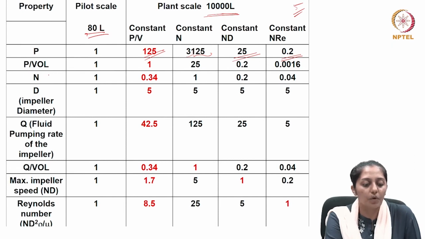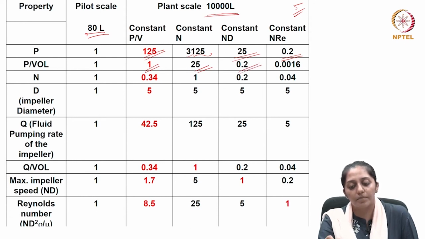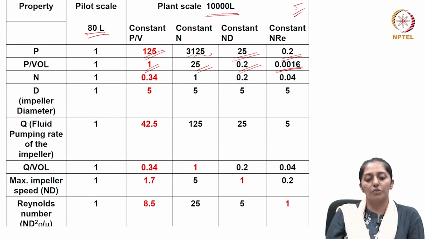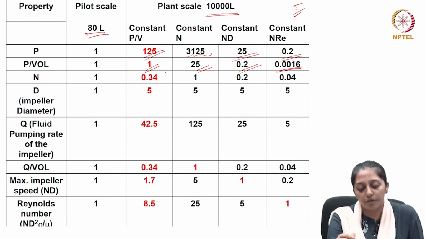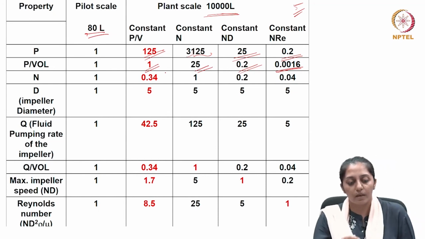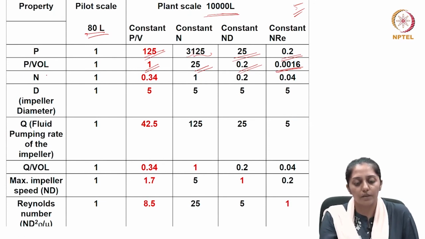Then the property of power per unit volume. If at the pilot scale, which is model type, the power per unit volume at constant P by V, obviously it will remain the same. With constant N, which is impeller speed, the power per unit volume changes by 25 folds. At constant impeller tip speed, it will change by 0.2 folds, and at constant NRe, it will change by 0.0016 folds. So if you see similar information as given here, we have highlighted a few things in red color. Ones which are showing as 1 mean that there is no change in that property because it was held constant at the 2 scales.